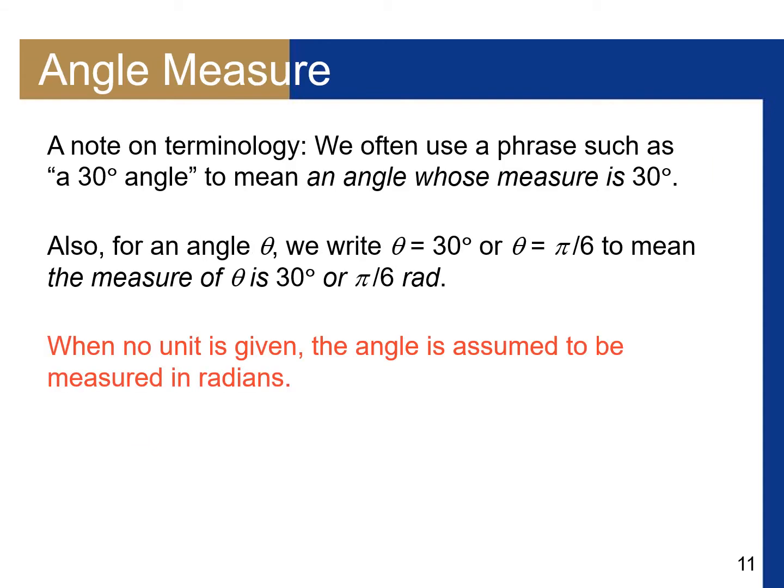A note on terminology. We often use a phrase such as a 30-degree angle to mean an angle whose measure is 30 degrees. For an angle theta, we write theta equals 30 degrees, or theta equals pi over 6, to mean the measure of theta is 30 degrees, or pi over 6 radians. So when there's not a unit given, the angle is assumed to be measured in radians.